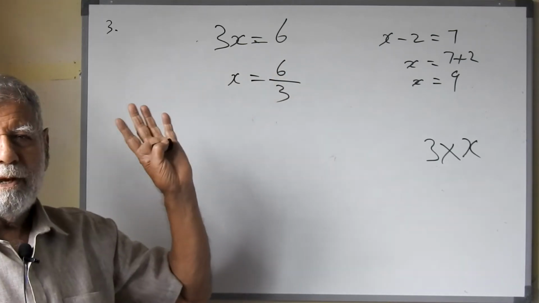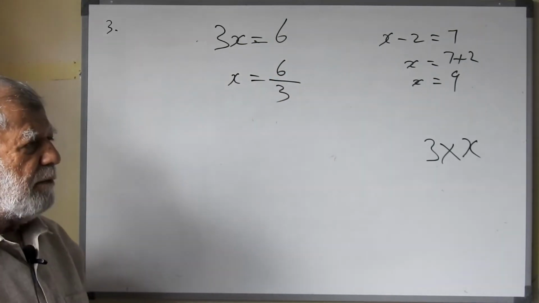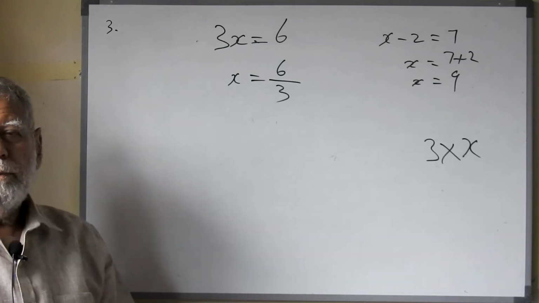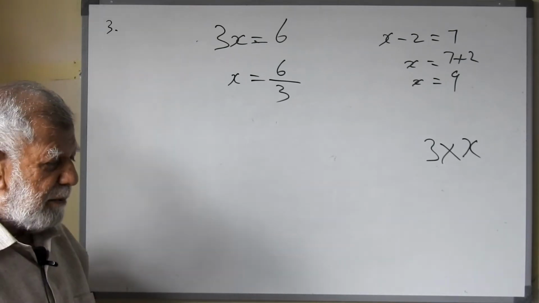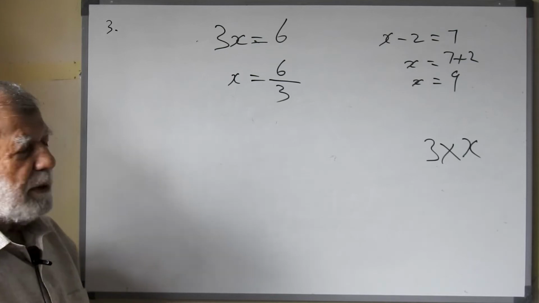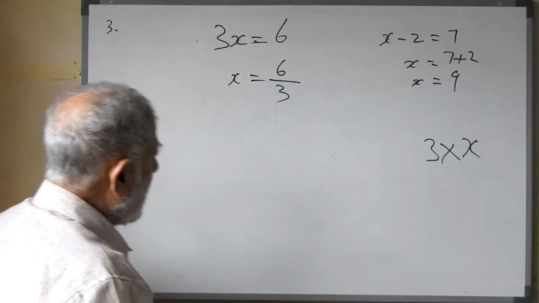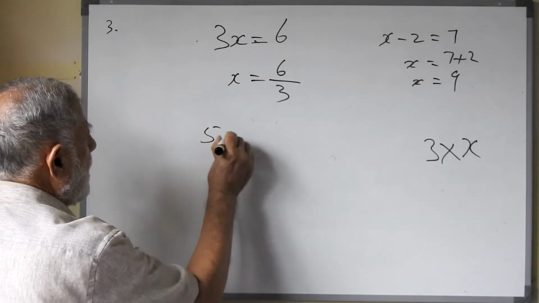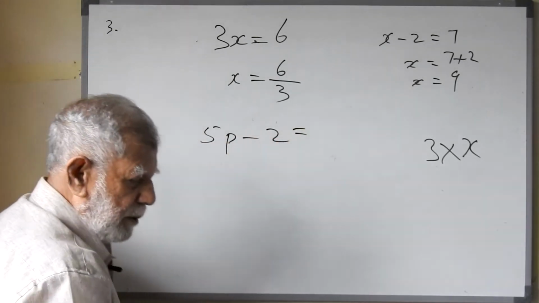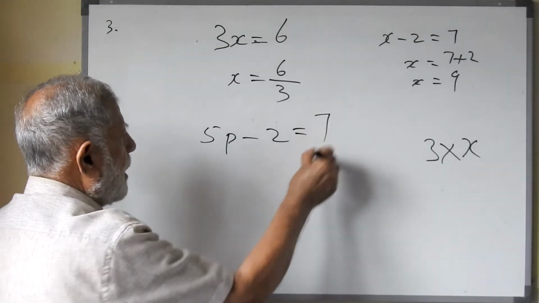Please understand this very carefully, children, because you can always make a mistake. Even children who are in all your classes, they make this mistake. They get confused with divide or subtract. So we'll take another example. Look at this one. 5p minus 2 is equal to 7.